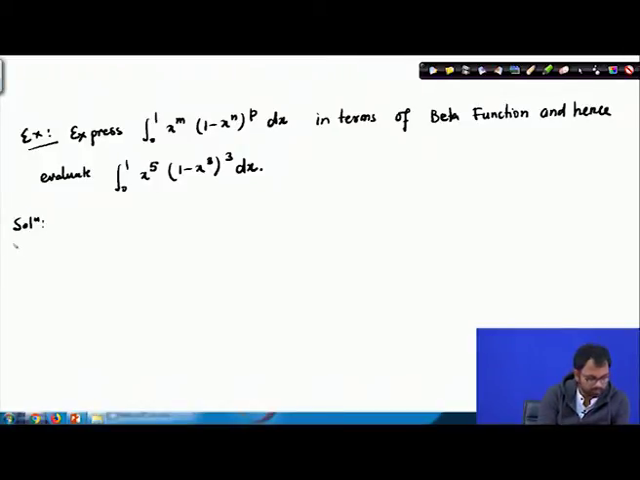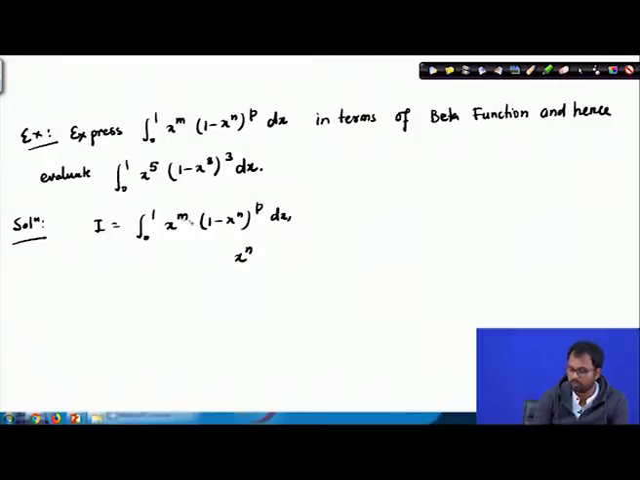Solution. First of all, let me write our given integral as I equals integral from 0 to 1 of x to the power m (1 minus x to the power n) whole to the power p dx. In order to have this in terms of beta function, we have to get rid of this x to the power n. So I substitute x to the power n equals z, then n x to the power n minus 1 dx equals dz, and when x is 0, z is 0, when x is 1, z is 1.